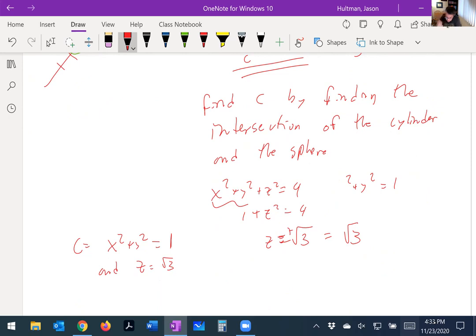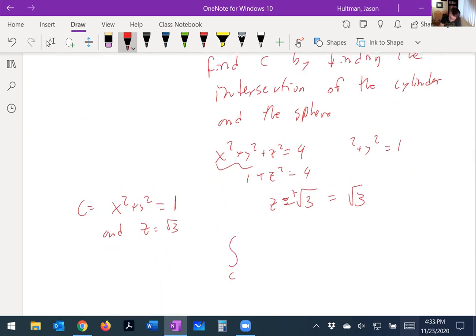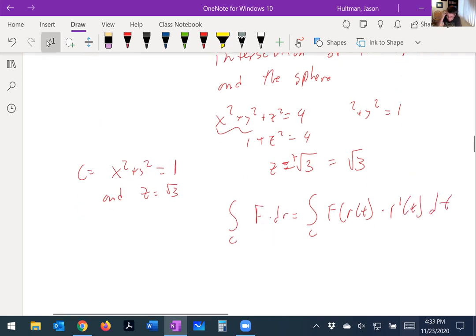So the integral over C of F dot dr is equal to the integral over C of F of r of t dot r prime of t dt. Let's go back to a line integral. So what's r of t? We would say r of t. What is r of t?